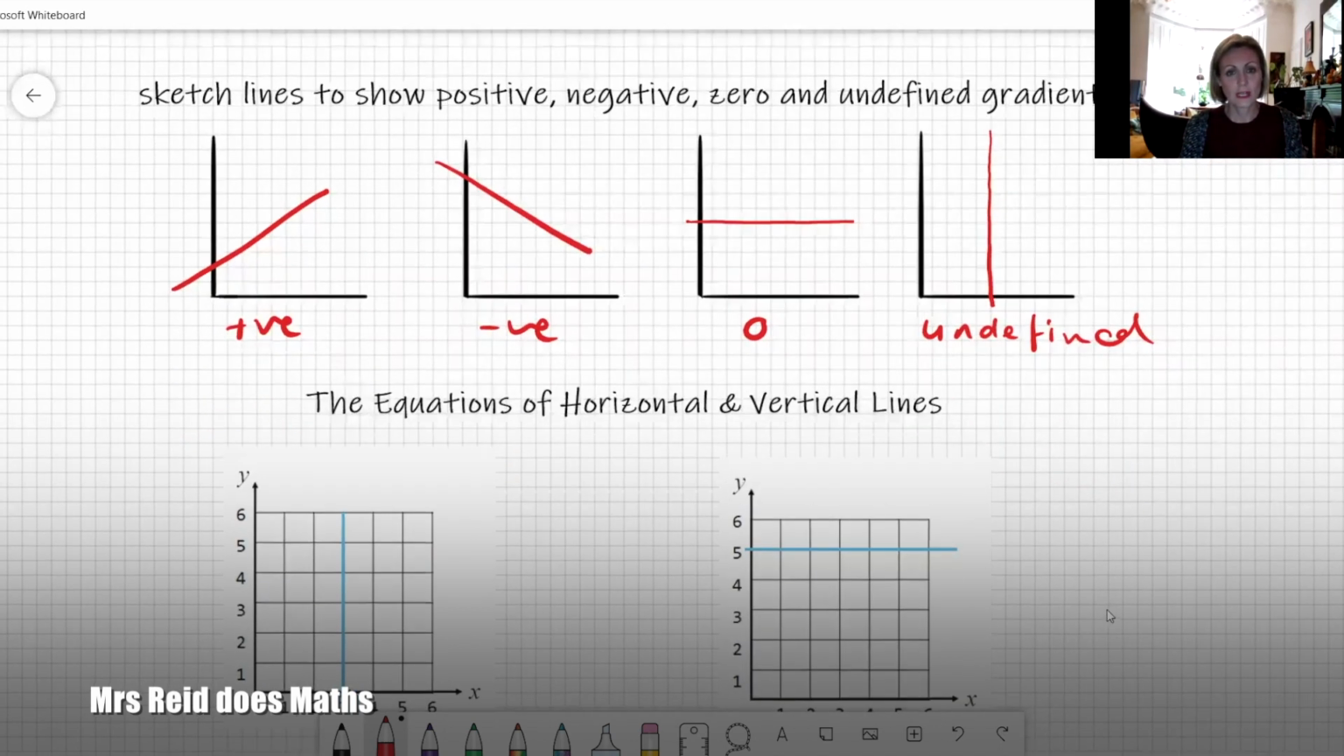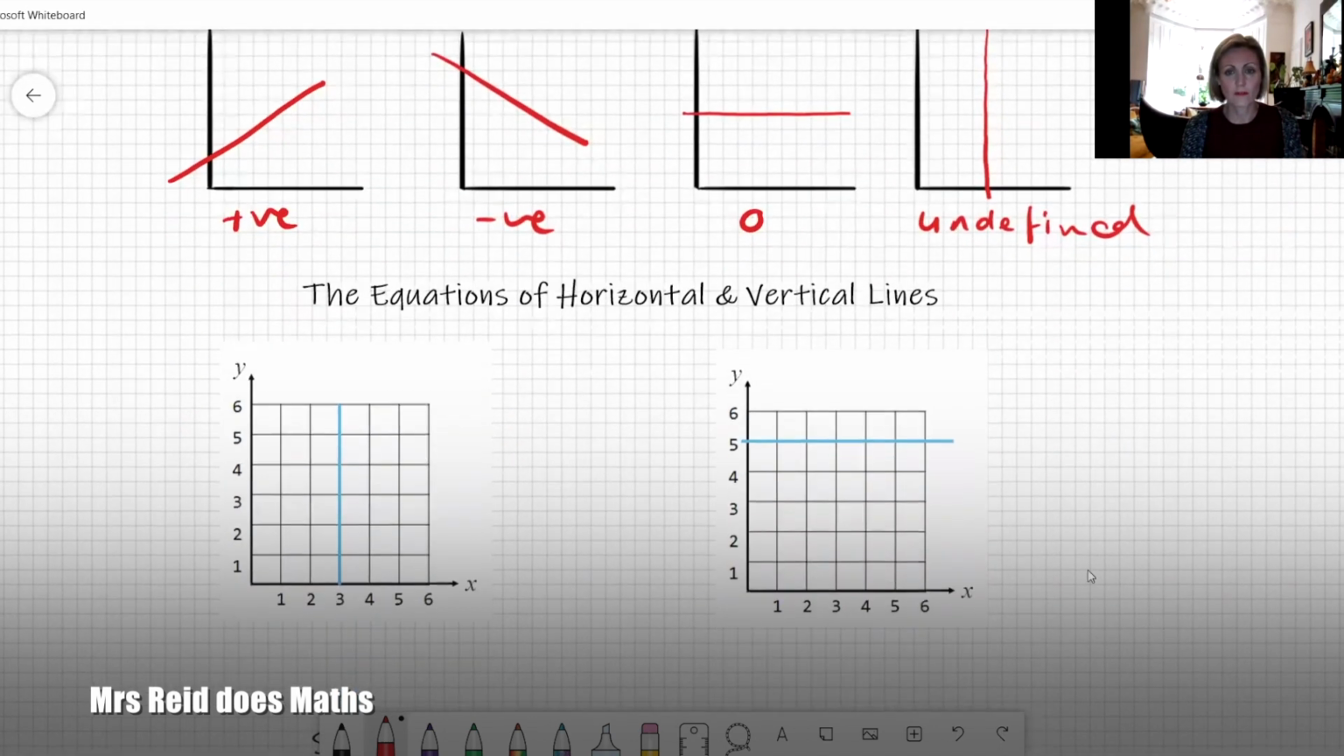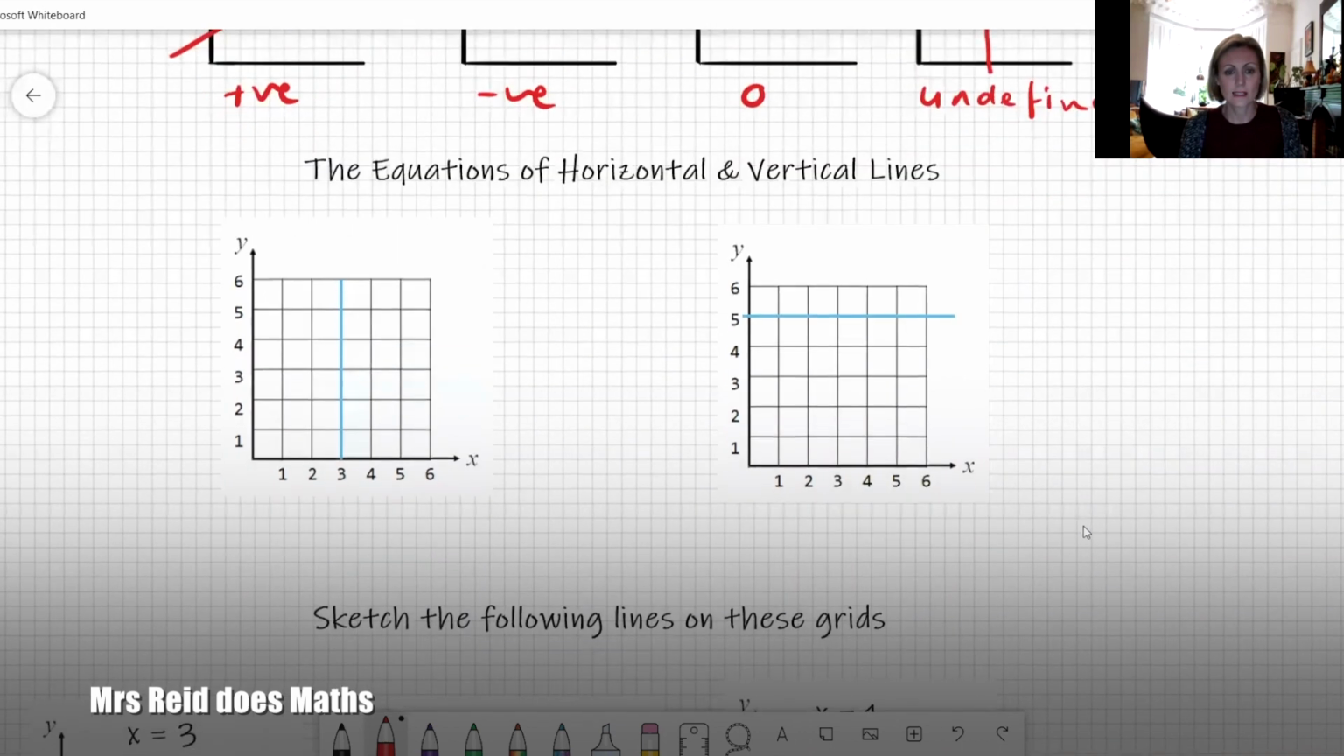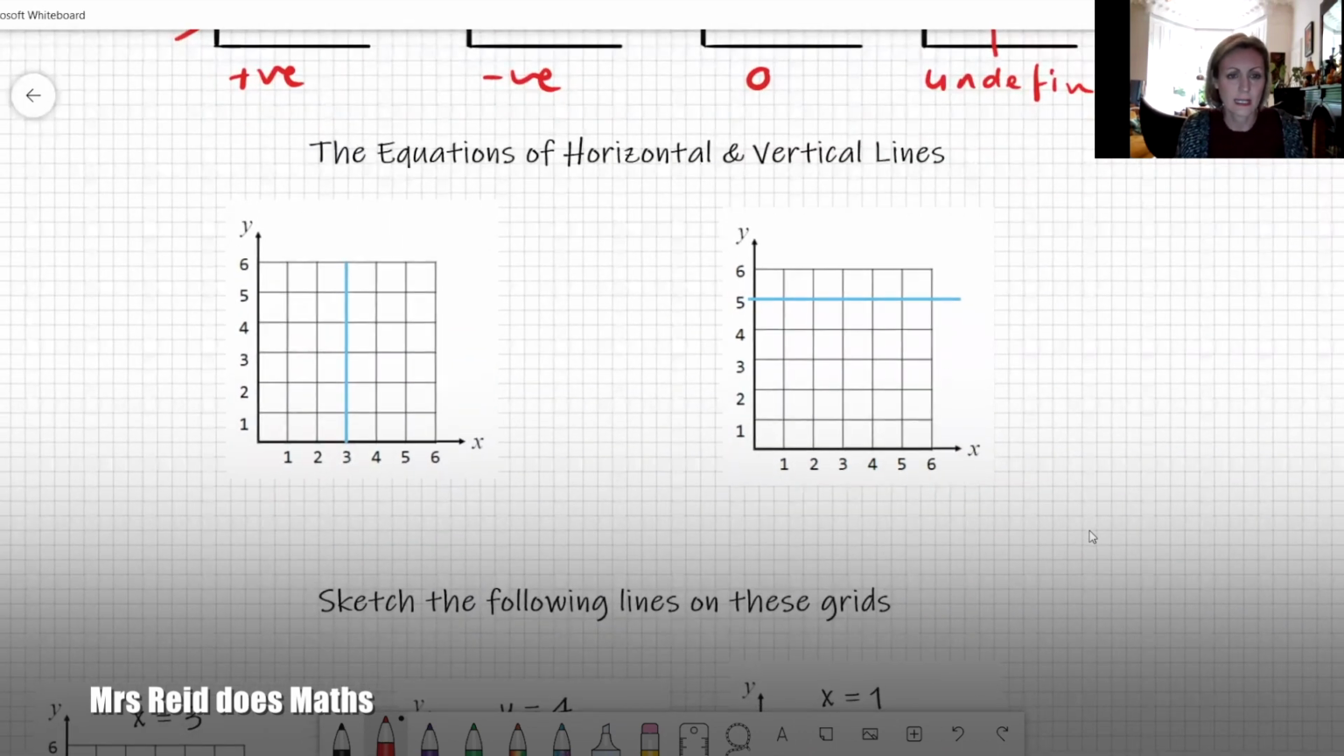Now moving on to the equations of these horizontal and vertical lines. Let's look at some of the coordinates on this first line here. If we just look at the coordinates, maybe starting here, I'm going to write all these coordinates down. The first one is 3 across, 0 up, then 3 across, 1 up, 3 across, 2 up, 3 across, 3 up, 3 across, 4 up, and you can see a pattern.